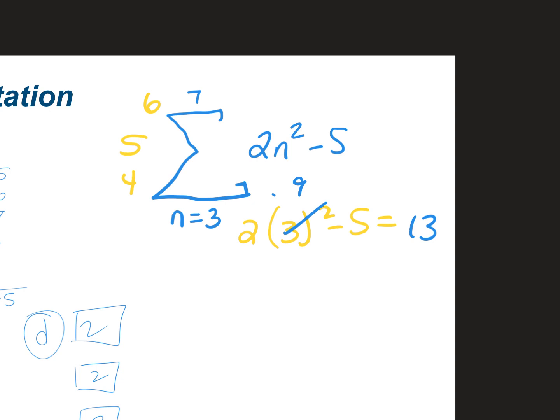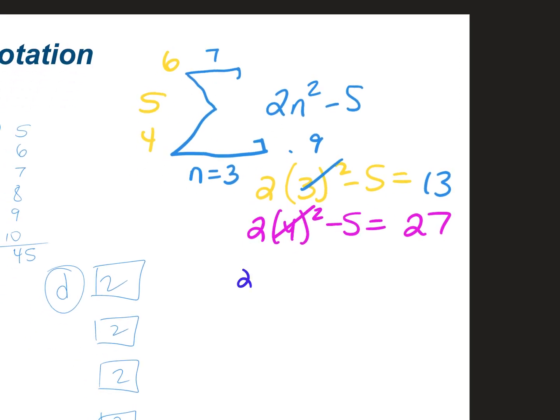So next, I'm going to plug in what number? 4, okay? These numbers are going to get bigger in a hurry, and that's okay. But we're going to square first. What is 4 squared? 16 times 2 is 32. Good. Minus 5 is 27. Perfect. So now we're going to get a little bigger. I'm going to plug in 5. So 2 times 5 squared minus 5. Square 5 first. 5 squared is 25. Times 2 is 50. Minus 5 is 45. Perfect.